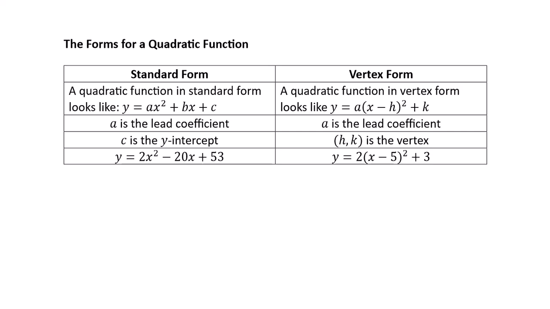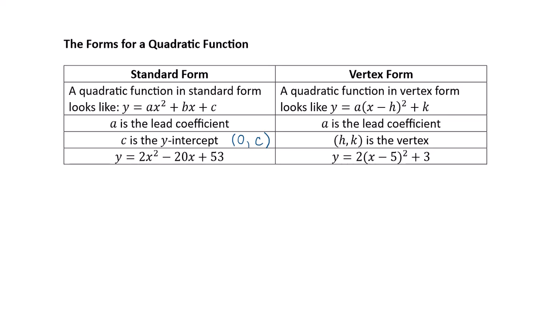C is going to be the y-intercept, and that happens because if we force x to be 0 so that we're staying on the y-axis, then that makes this term go away and this term go away, and y will end up being c. So you can see there that the c is the y part of the y-intercept. And this is an example, y equals 2x squared minus 20x plus 53.